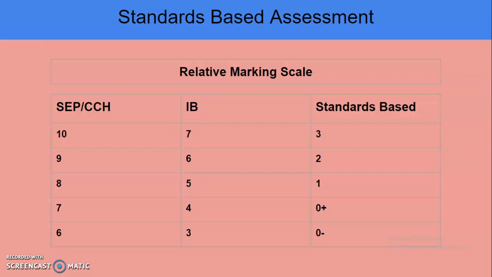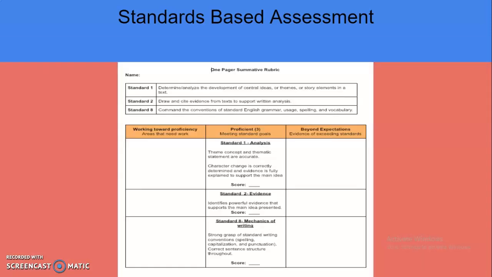So if we looked at a relative marking scale comparing CEP and CCH with the IB and standards-based, then, for example, if we had 5 or 6 assignments where we're giving a 2 in standards-based 3 times and then a 3, we'd end up with an average that would fall somewhere into our relative marking scale. But again, this could be done much more quickly in a much more holistic way.